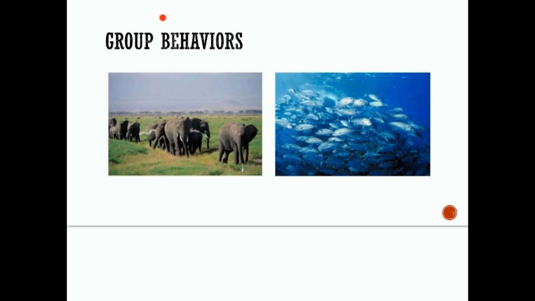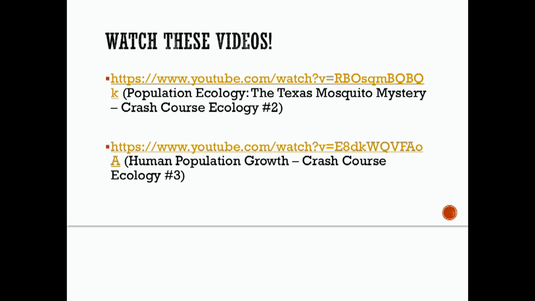And a little bit about group behaviors. Many species exhibit group behaviors that allow members of the population to work together and increase their odds of survival. So these dominant females lead the elephant herds, and these fish will travel in schools for protection. As always, make sure to watch these two videos sometime about population ecology and human population growth and take more notes.